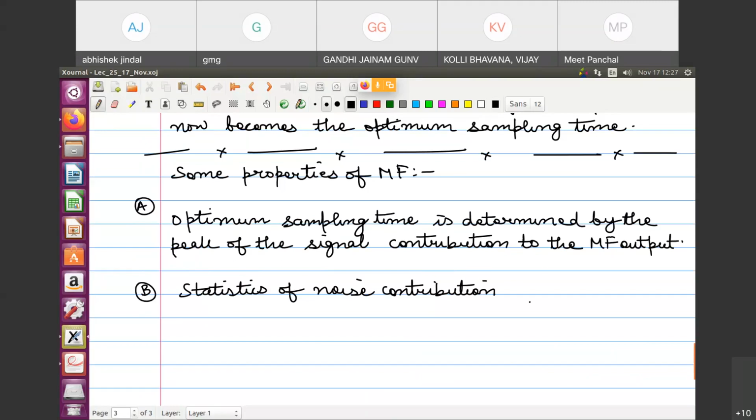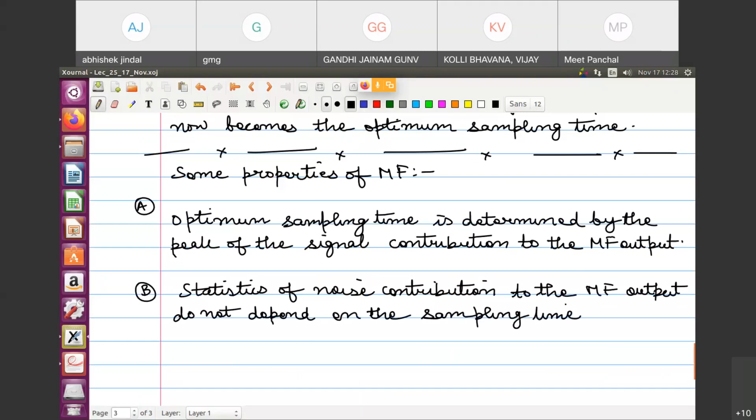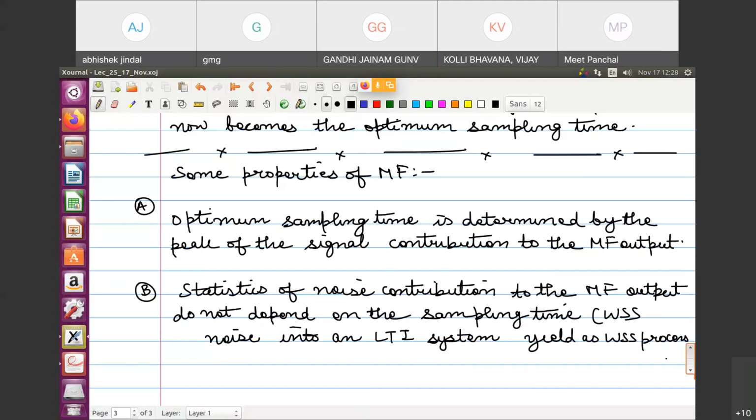So the statistics of noise contribution to the matched filter output do not depend on the sampling time, because WSS noise into an LTI system yields a WSS process. Let me just close it on the next slide.